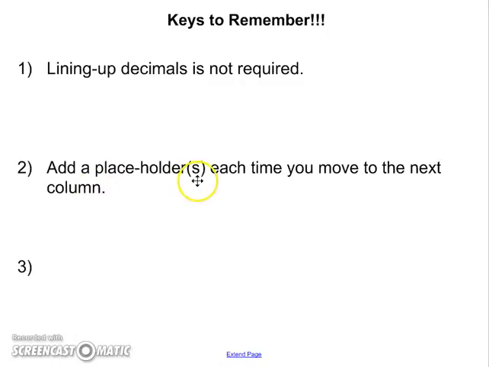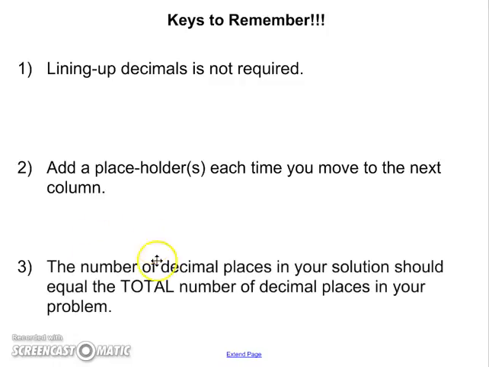Adding placeholders each time you move to the next column. Remember that after we've multiplied the ones column, when we go to multiply the tens column, we need that extra 0 to move us over. And then if we go to the hundreds column, in the next row it will be 2 placeholders and so on. Remember that. And then when we finish the problem, the number of decimal places in your solution should equal the total number of decimal places in your problem.